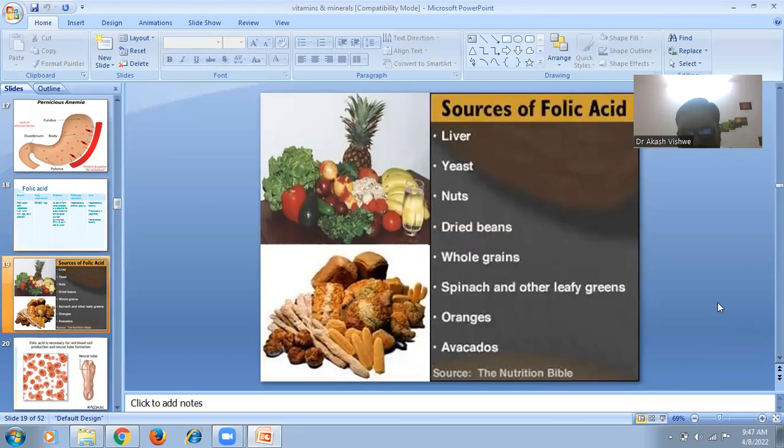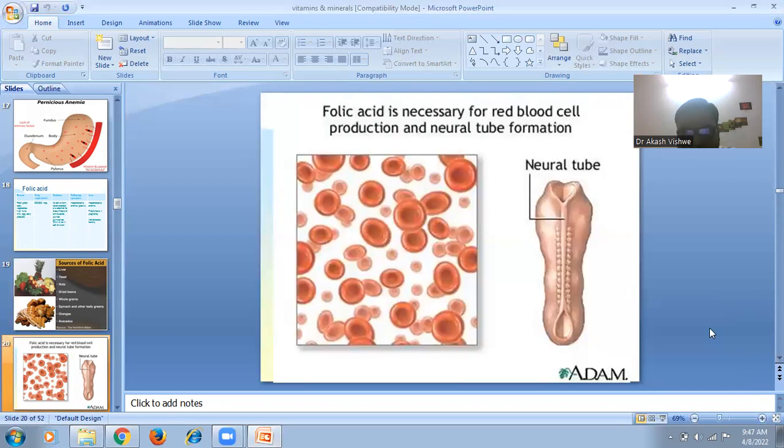As you can see, the sources of folic acid could be liver, yeast, nuts, dried beans, whole grains, spinach and other green leafy vegetables, oranges and avocado. Folic acid is necessary for the production of red blood cells and the formation of the neural tube. So its deficiency can cause neural tube defects also.